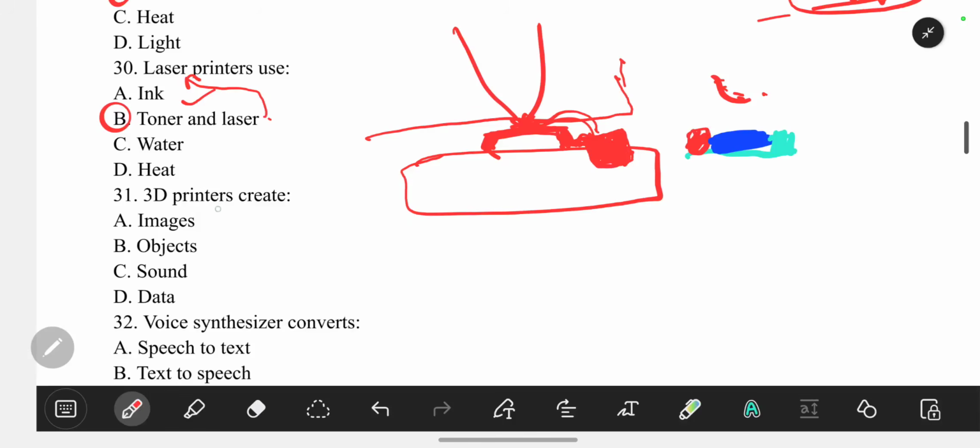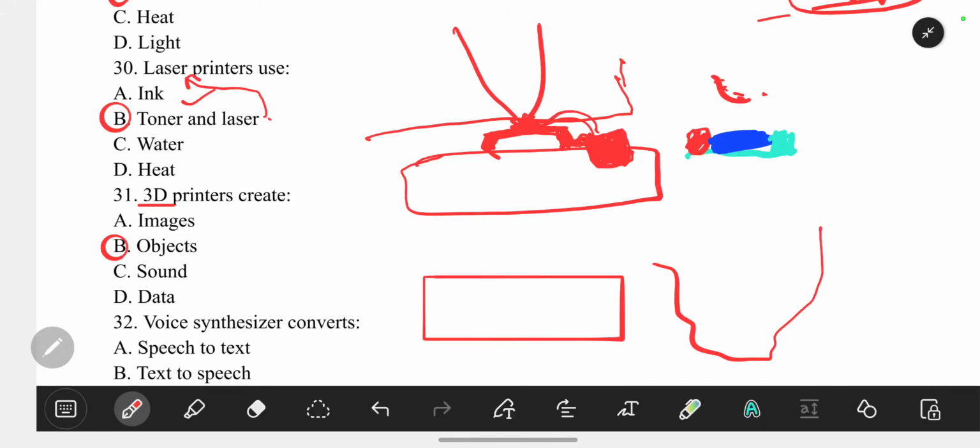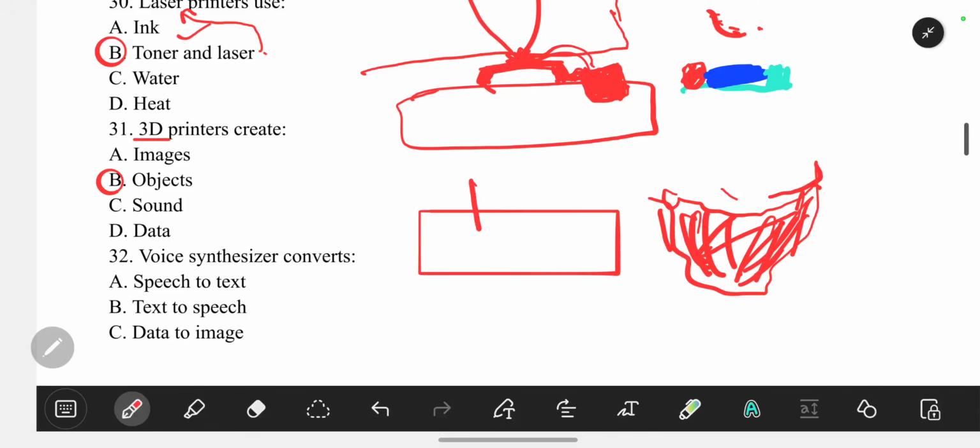When we look at our 3D printers, unlike these other printers which create things on paper, these actually create actual objects which can be modeled, which you can physically touch. So these create physical objects which you can touch like that. So that is the operation of the 3D printers. They create 3D objects, not on paper like these other printers.